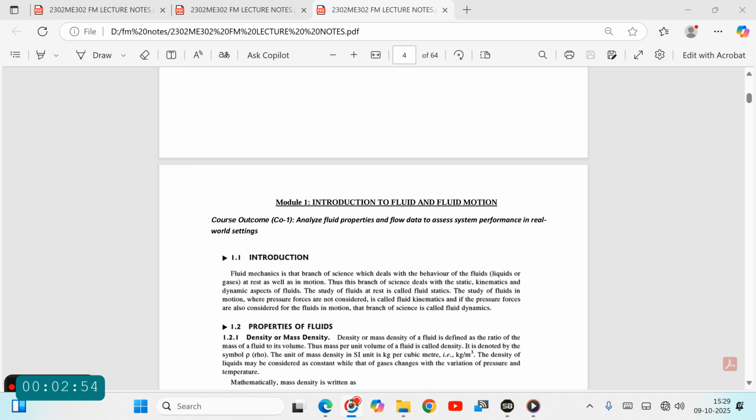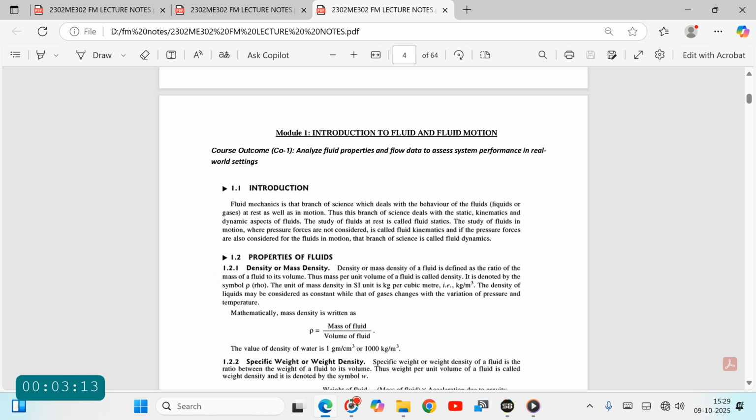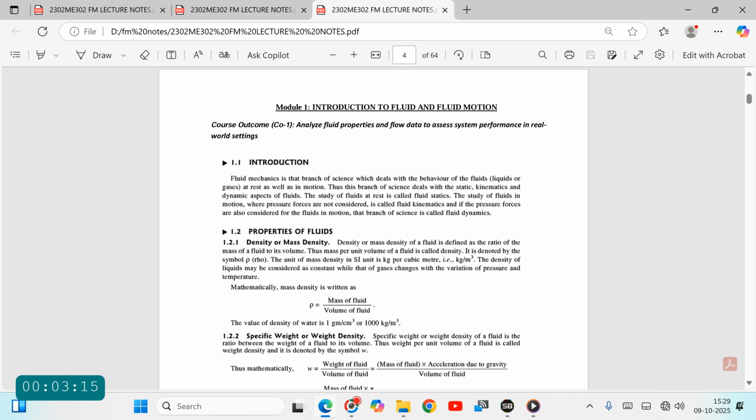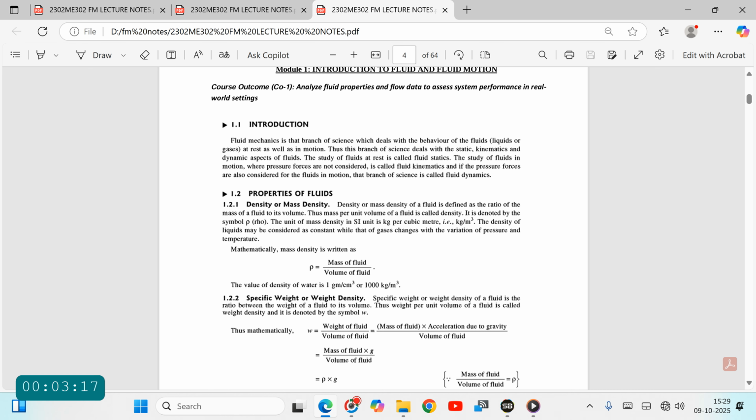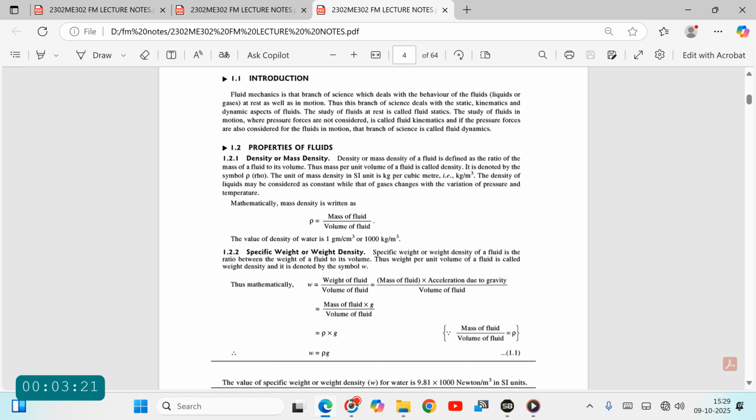The study of fluids at rest is called fluid statics. The study of fluids in motion where pressure forces are not considered is called kinematics. And if the pressure forces are considered, it is called fluid dynamics. Properties. Before going deeply into the subject, we have to know the various properties of fluids.